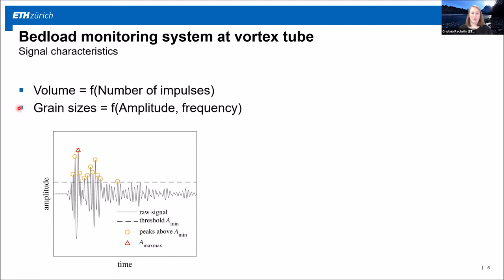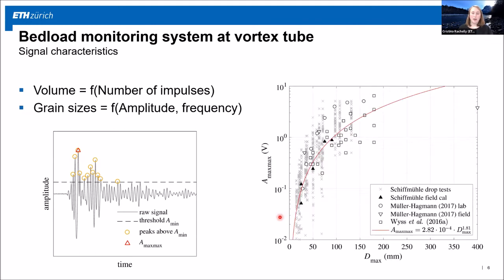We look at our calibration signals. We can extract the maximum amplitude and relate that to the maximum diameter because we knew the grain sizes that we were using. And we have our five calibration samples here as black triangles.